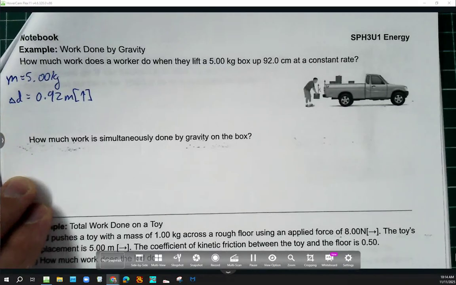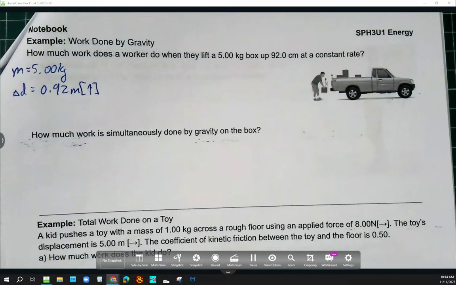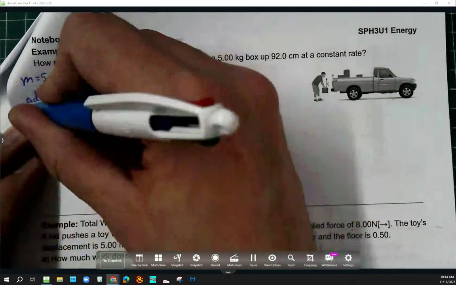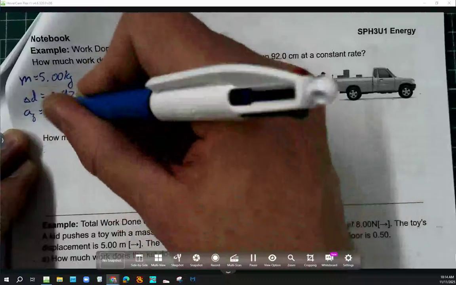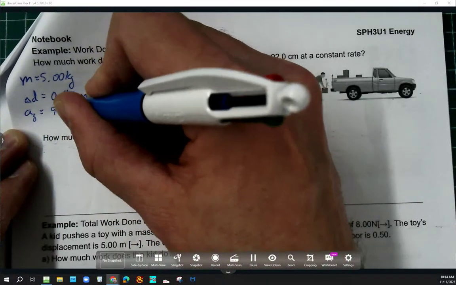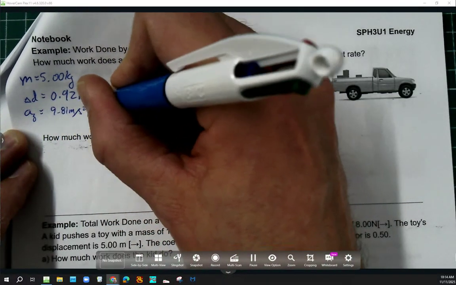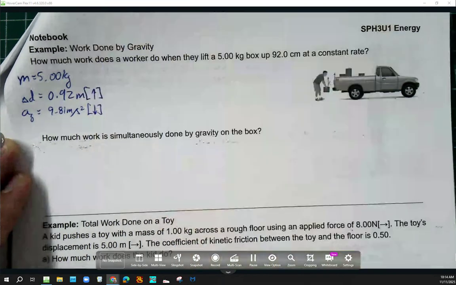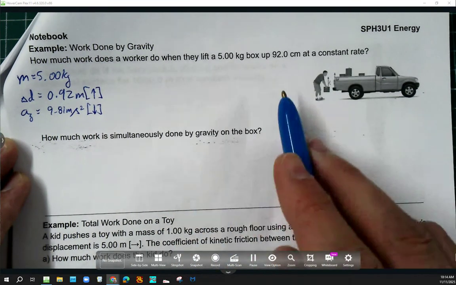Now it happens to be, I'll just say up. Okay, so we're moving it up. I'm going to distance myself from reference frames right now, but I am making this thing go up. Now as it does that, there's an acceleration due to gravity of 9.81 meters per second squared that's acting down. But it says that it's moving at a constant rate.